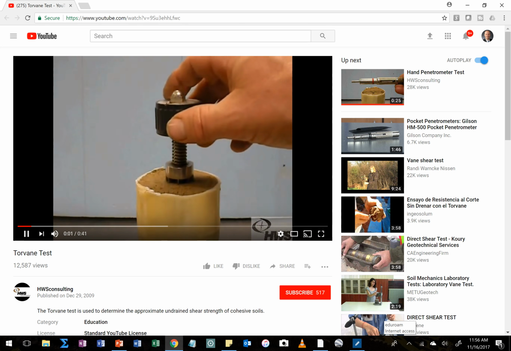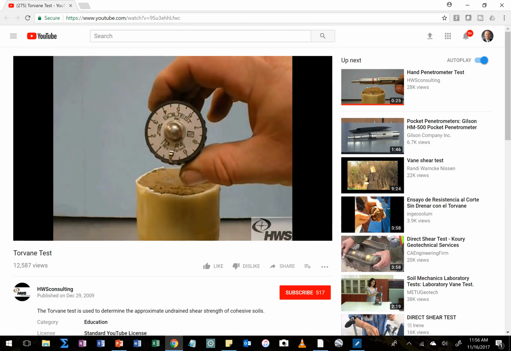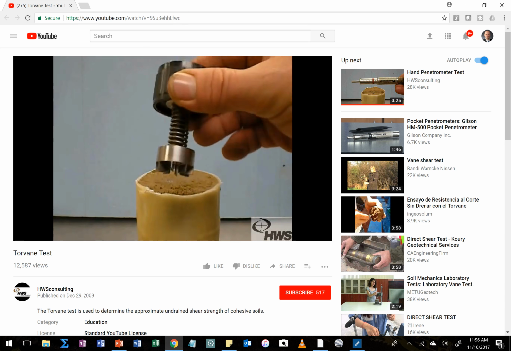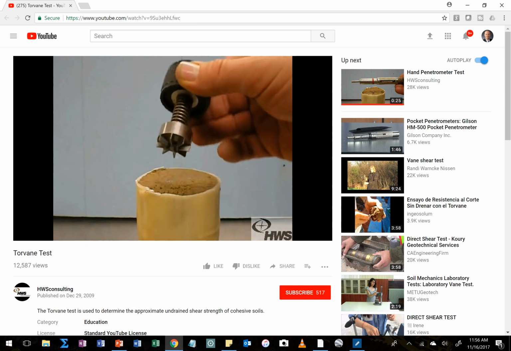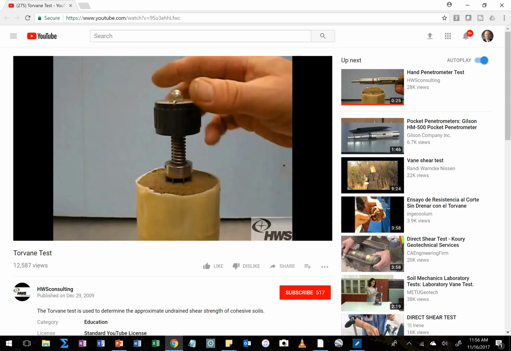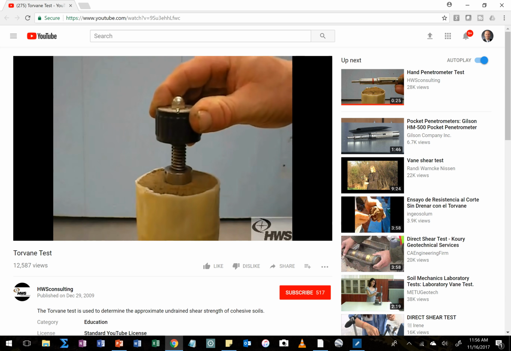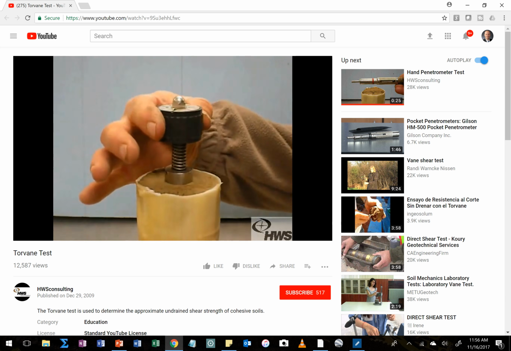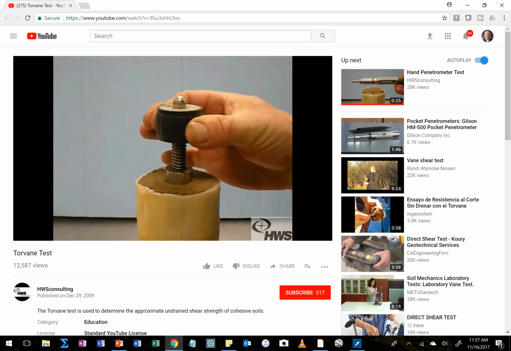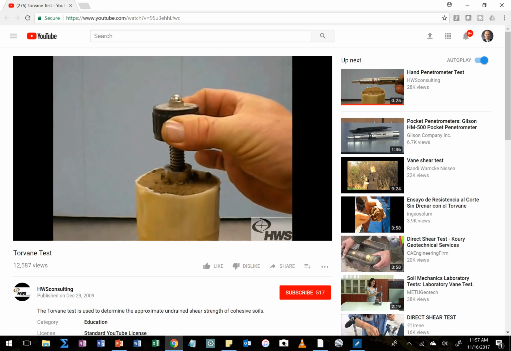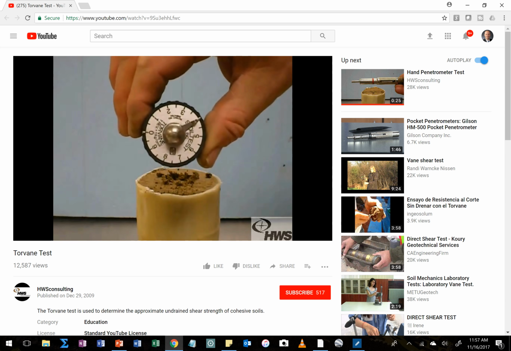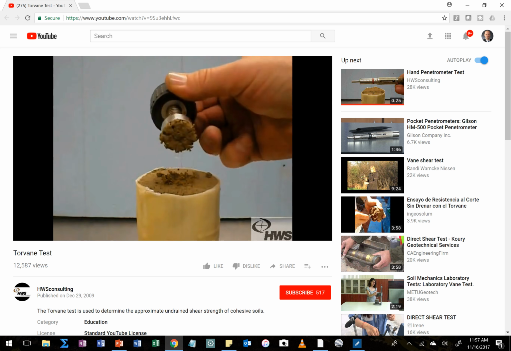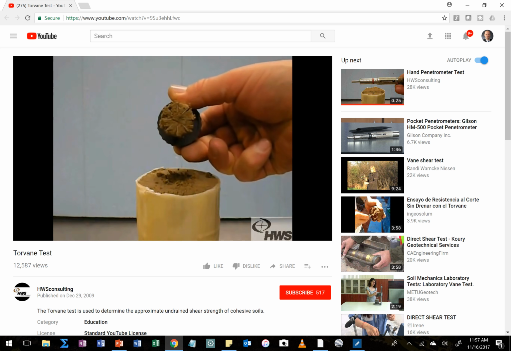There we go. Here's the Torvane. So the Torvane, you can see it's just a spring with a scale on the top of it, and it has some paddles on the bottom of it. And you get a sample of your clay, you push the paddles down into the clay like so, and then you simply turn it until it pops like that. And then you look at whatever the little red dial is pointing to, and that correlates to the undrained shear strength of your clay.